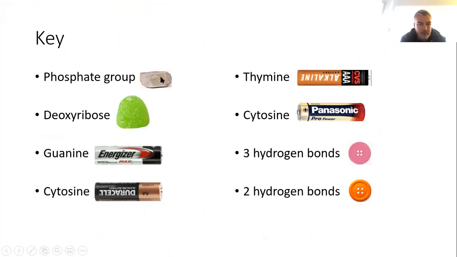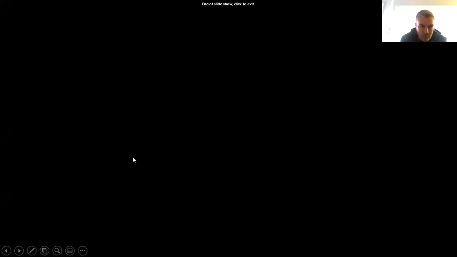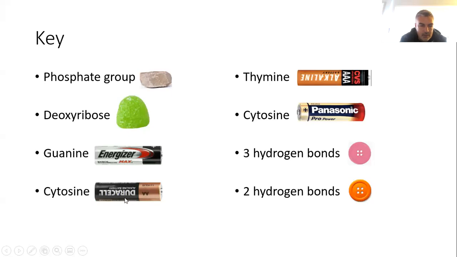Here's my key: phosphate group, nice little rock; deoxyribose, we know it's a sugar, ose. Guanine is an Energizer battery. Duracell is my cytosine. I wish I'd turned that around. It's backwards, but I guess it's okay. CVS battery for thymine. Cytosine is going to be a Panasonic.